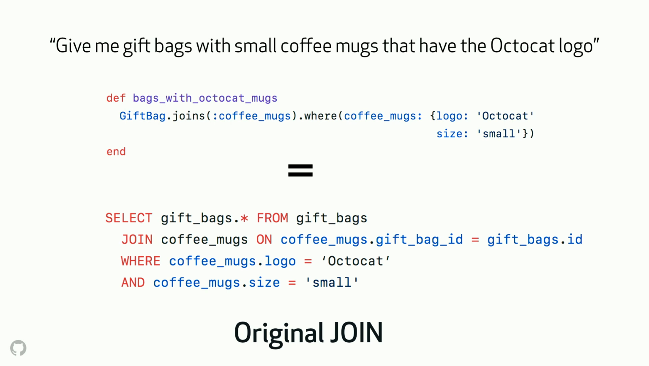I just wanted to go into a little bit of detail about how we split joins, because that was something we needed to do before moving any table. So here we have a pretty basic query. It's just asking for all the gift bags with small coffee mugs that have the Octocat logo. At the top here, we have the ActiveRecord query, which is just the ORM that Rails uses. And then below, we have the SQL equivalent. We're just joining the gift bags table on the coffee mugs table based on the gift bag ID.